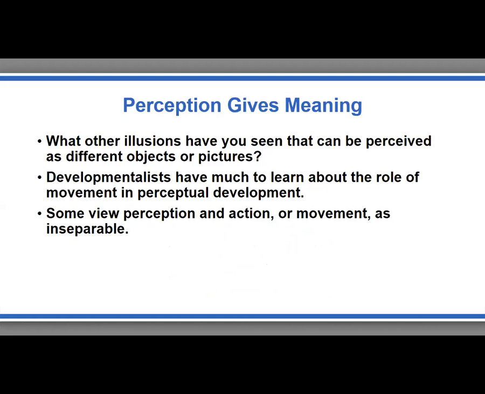So perception gives meaning. What other illusions have you seen that can be perceived as different objects or pictures, right? Sometimes you see somebody from afar, you think it's somebody else, and you get closer. We have visual illusions, we have physical illusions. You feel something and you think it's this until you can actually see it, and so on and so forth, right? So there's a lot of those things.